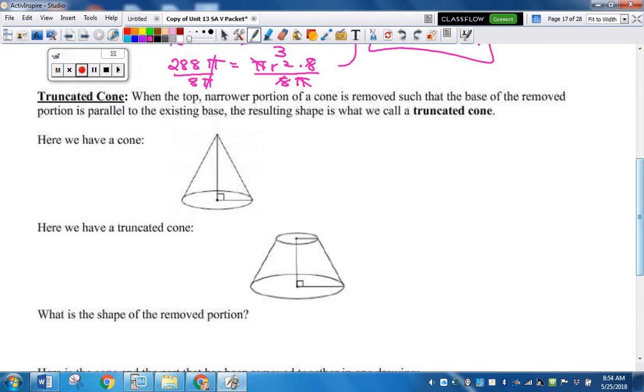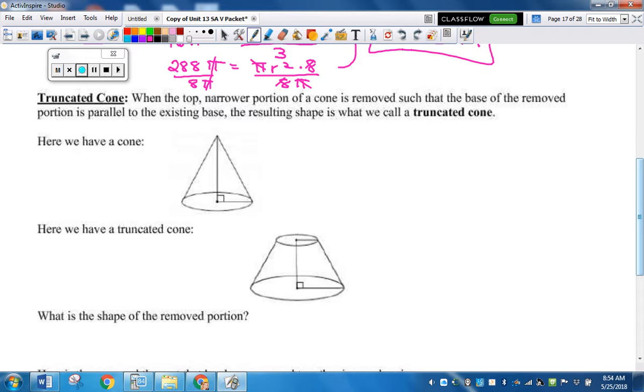Now, this one's a little bit more thinking, and they've been throwing these on the regions. So, truncated cone. Let's understand what a truncated cone is. You have a basic cone, which you know what it looks like. Here's the cone. And here we have a truncated cone. A truncated cone is when you take off a piece of the top and you cut it so that it's parallel to the base. So when the top, narrower portion of the cone is removed such that the base of the removed portion is parallel to the existing base, the resulting shape is a truncated cone. The top piece or cone was removed.